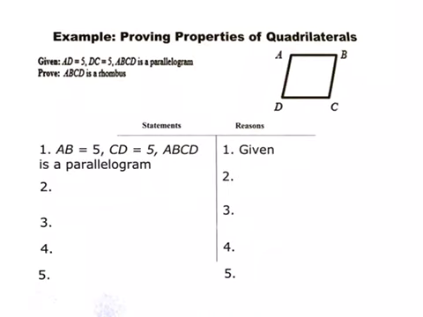So our first proof tells us that AD is 5, DC is 5, and ABCD is a parallelogram. We're asked to prove that ABCD is a rhombus. So with any proof, we're going to start off with a given statement. From here, we'll go ahead and apply something from the given. We know that AD and DC are equal.